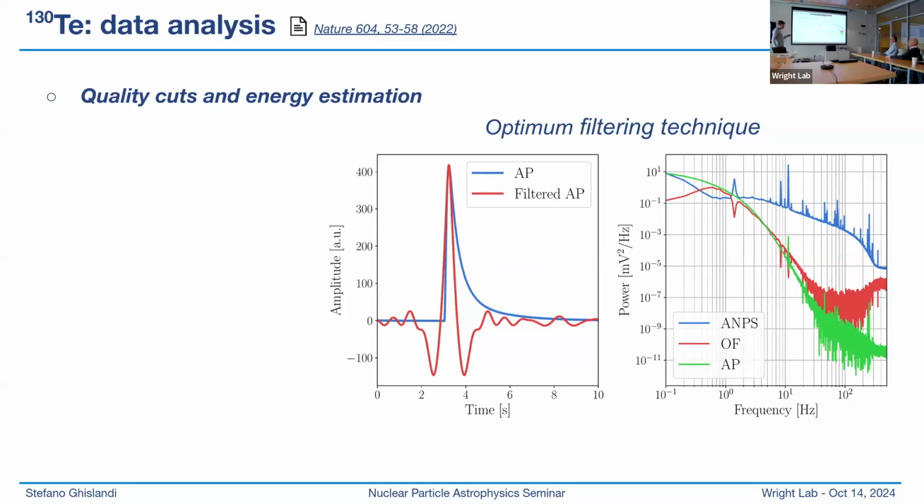Data analysis, in this case, is a little bit more complex, but the steps are similar. So you have quality cuts and energy estimation. This is just an example of what I was telling you before, the optimum filtering technique. Look at just this left plot. You have the thermal pulse in the time domain. The blue one is how we would see it, and the red one is the filtered one. If you want to extrapolate the energy, you will get a better resolution and a better signal to noise ratio by using the filtered one. This happens just because the filter weights less the frequencies with higher noise.